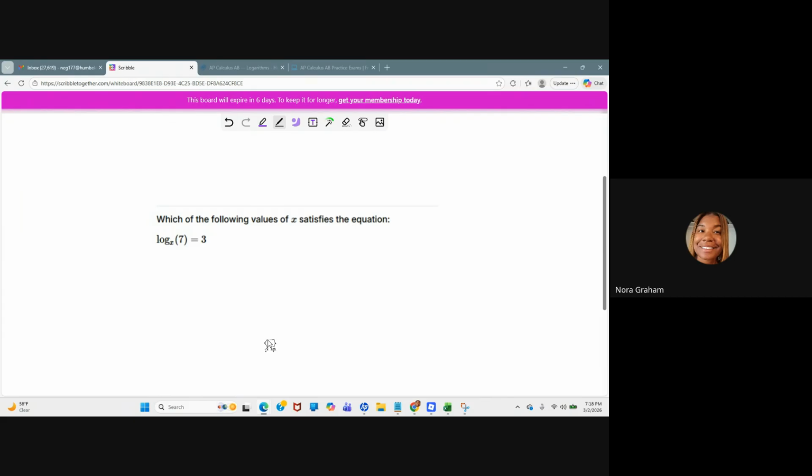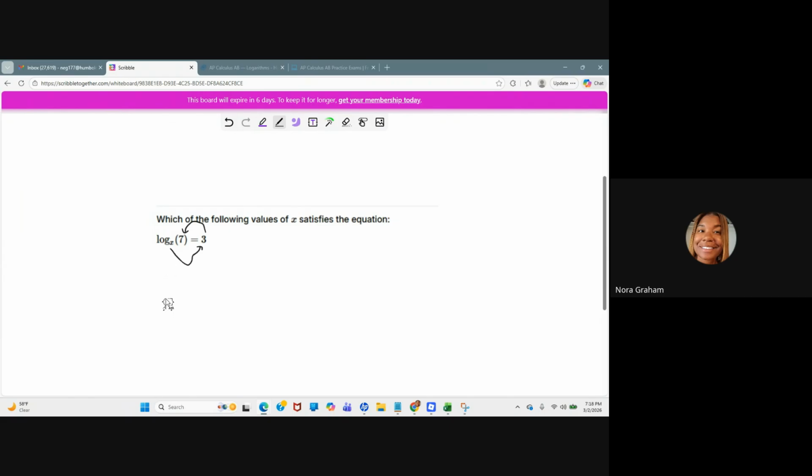All right, so this one is pretty cool. I love these ones. Which of the following values of x satisfies the equation? With these ones, I like that little trick that I do. I do a little circle. I start with my x, which becomes my main coefficient. Then what it is equal to becomes my exponent. And then the last one becomes what it's equal to.